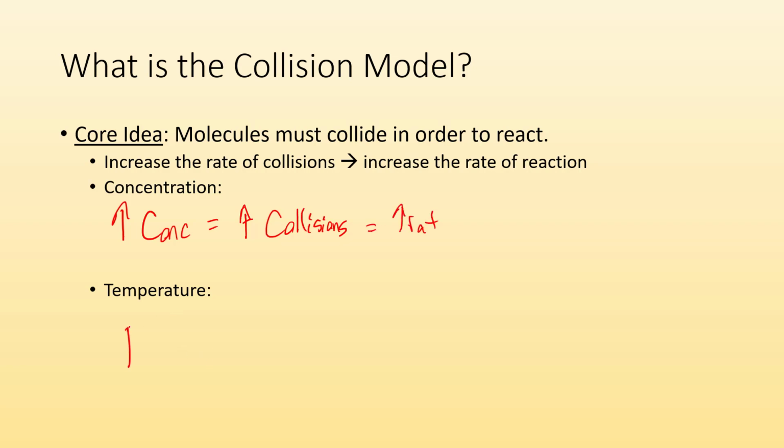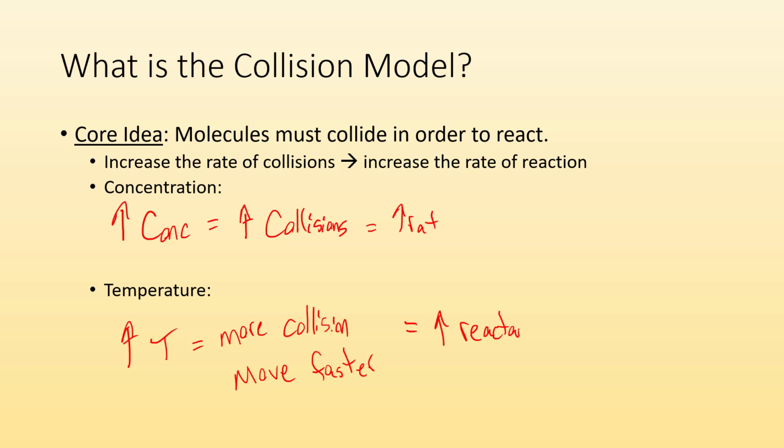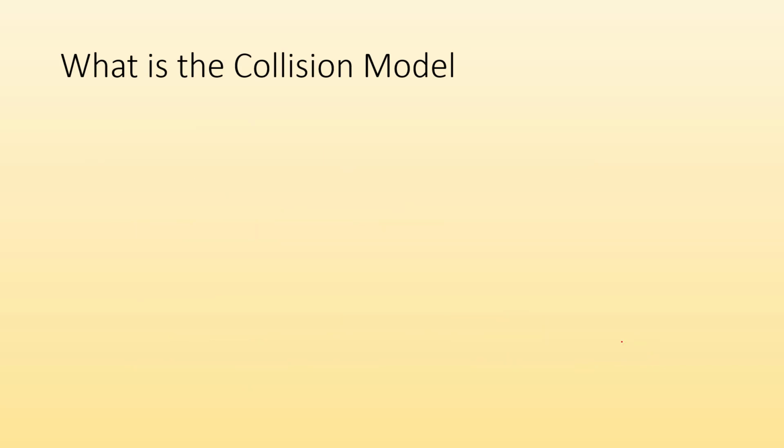Temperature has two effects. If we increase temperature, we have more collisions because things are moving faster. It's like you got supercharged bumper cars, you're going to get a lot more bumping going on, right? We also are going to have more reactants with enough energy. Just because they collide doesn't mean they're definitely going to react. They need enough energy to break the bonds that are there. So if you increase the temperature, more of those molecules have enough energy for that to happen. So we increase the reaction rate that way too.